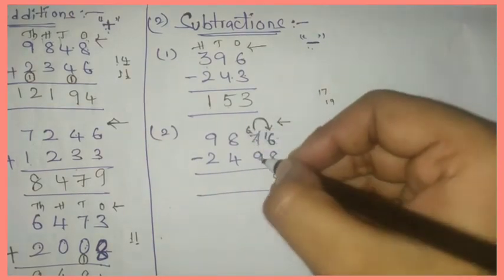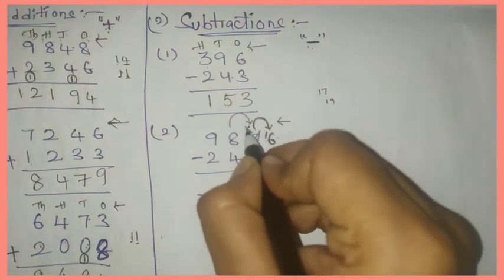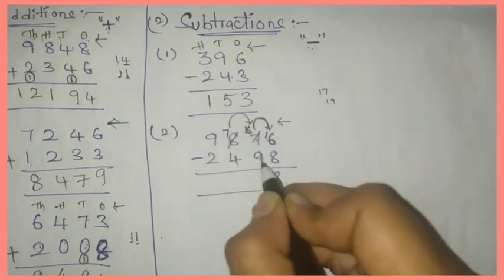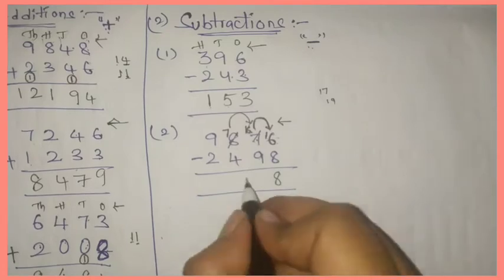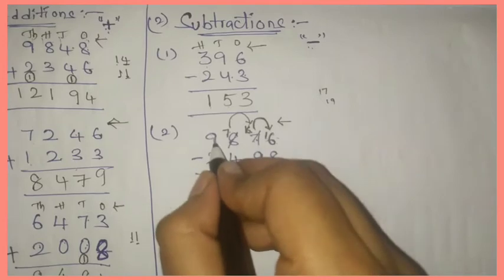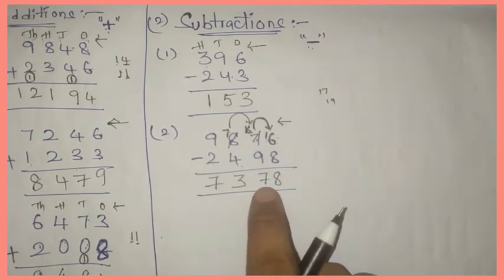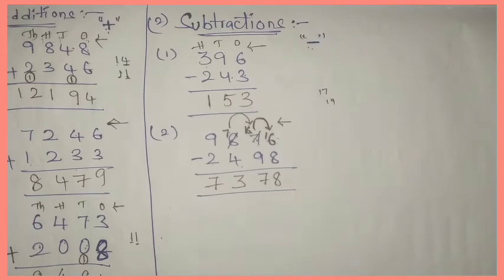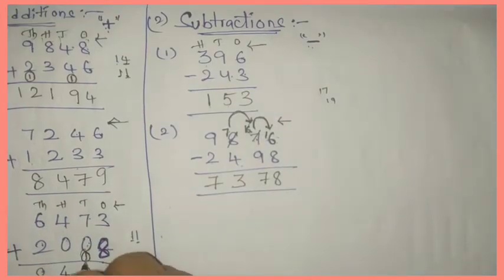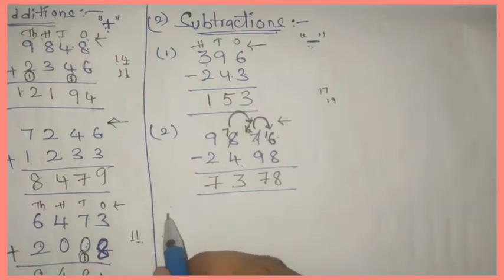Now from 6 we cannot subtract 9, so we will take borrow again. It will be 16. Now this 8 will become 7. 16 minus 9 is 7. 7 minus 4 is 3. And 9 minus 2 is 7. We got 7378. Here we call it borrow, here we call it carry. Now look at one more example.